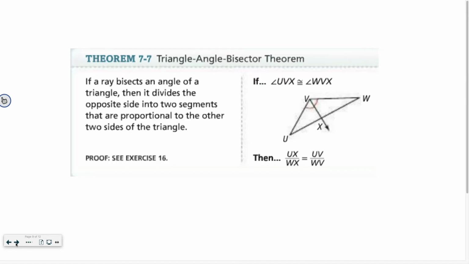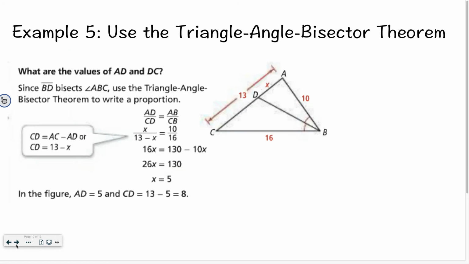Okay, so here's the theorem that kind of discusses that further. If a ray bisects an angle of a triangle, it divides the opposite side into two segments that are proportional to the other two sides of the triangle. So that is always true. So UX and WX would be proportional to UV and WV. If you have an angle bisector, that is always true. What's not true is that those two triangles will always be similar. It can happen, just not often.